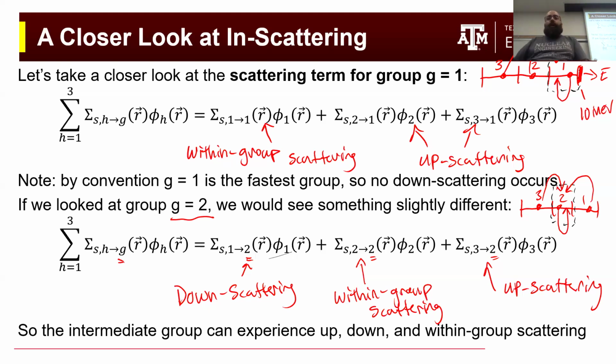And so it's very helpful for us to think about, even if it's just drawing a simple sketch of those different groups, to be able to figure out, based on the indexes that I see on those terms, which terms correspond to an up or a down or a within group scatter. So yeah, group 1 had no down scattering. Group 2 had all 3 types of scattering.